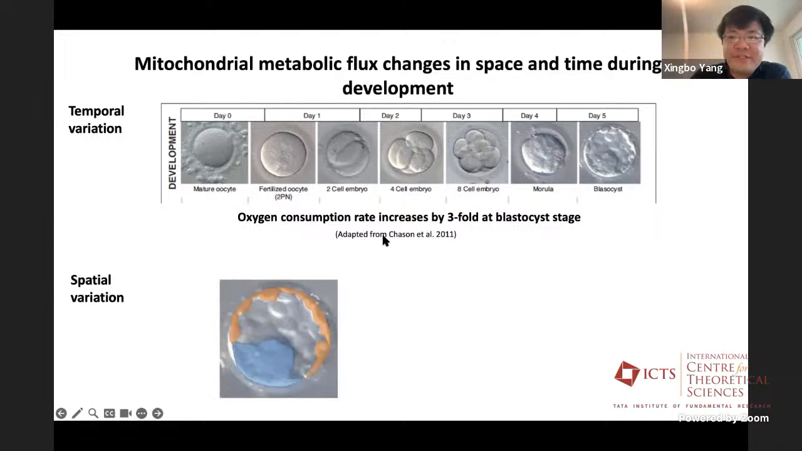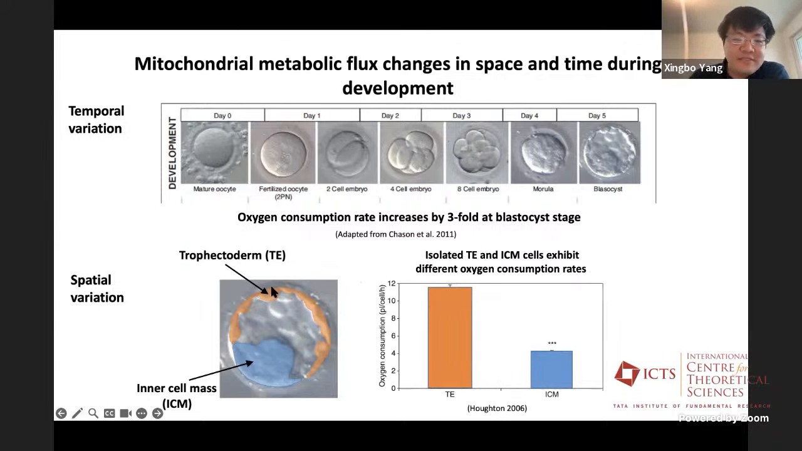There's also spatial variation. At the blastocyst stage, that's where the first cell differentiation happens, where you start to differentiate into 2 parts. One is called the inner cell mass. The other is the trophectoderm. The inner cell mass will eventually develop into the embryo. The trophectoderm would become the placenta, which supports the embryo. So this is the very first cell differentiation. People have isolated those cells and measured their oxygen consumption rate separately, and they find the trophectoderm has a higher oxygen consumption rate compared to the inner cell mass. Also, the mechanism behind this remains unclear.